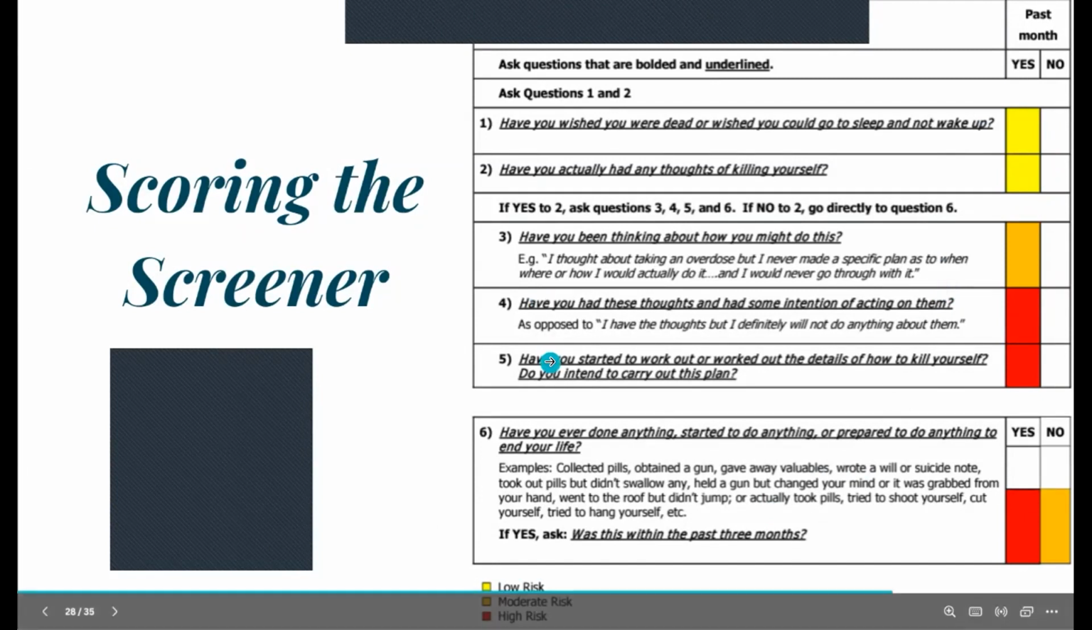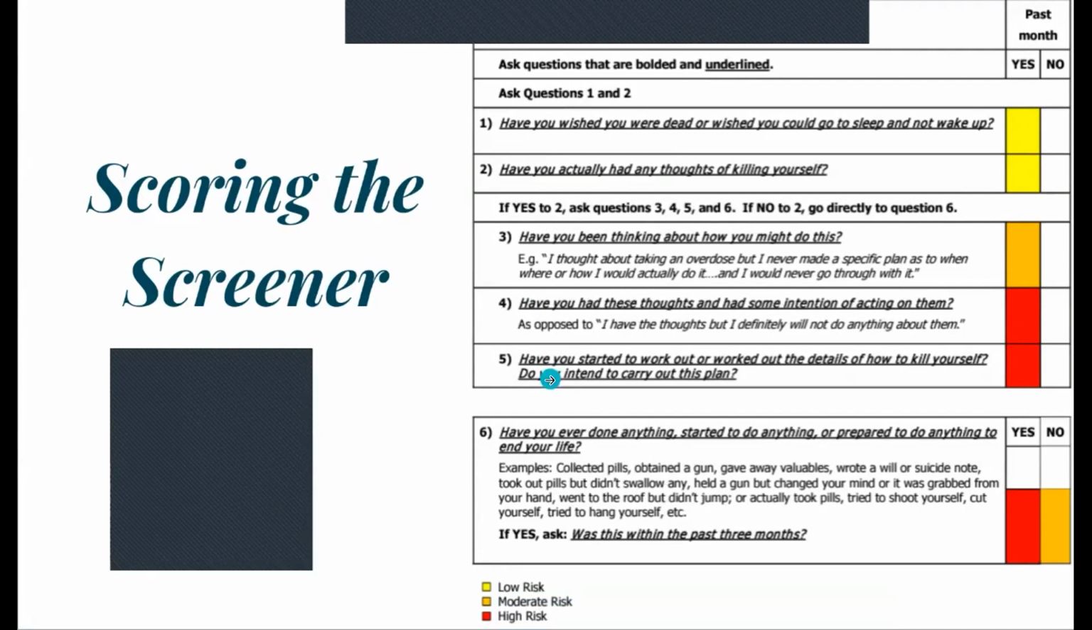So if they answered yes to 4 and 5, have you had thoughts and some intention of acting on them? And have you started to work out the details of the plan of how to kill yourself? A yes in either of those would be high risk. So even if you've asked 1 and 2, they say yes, you get to number 3, they say no to all of the intensity ones.